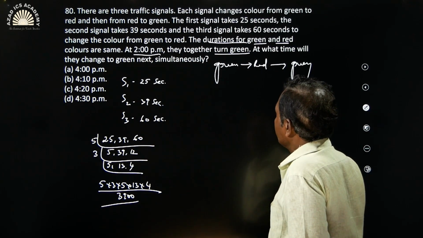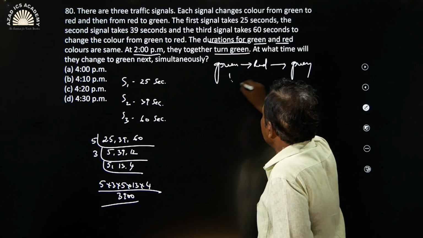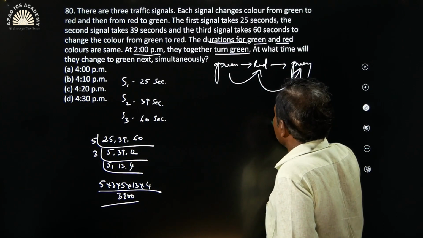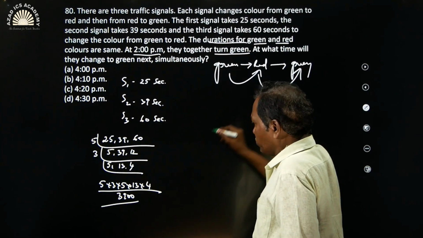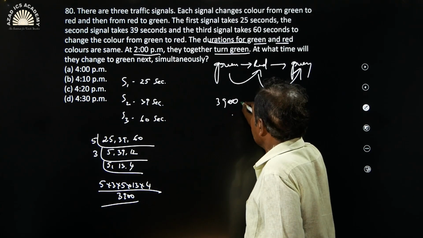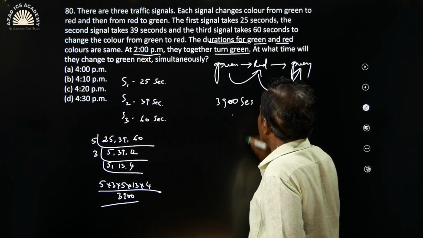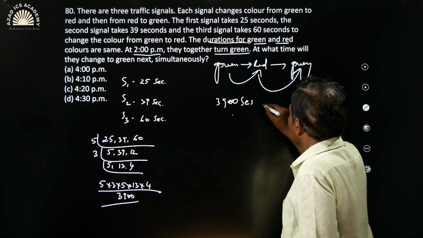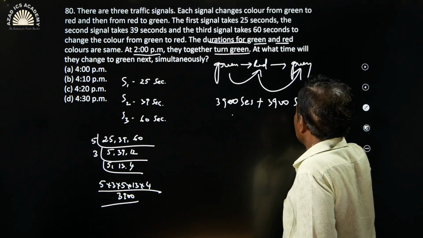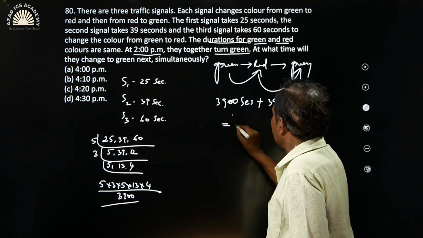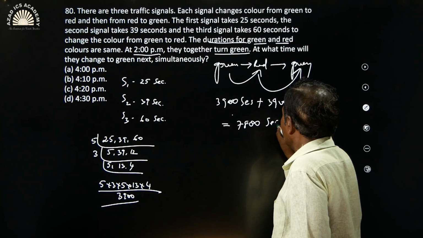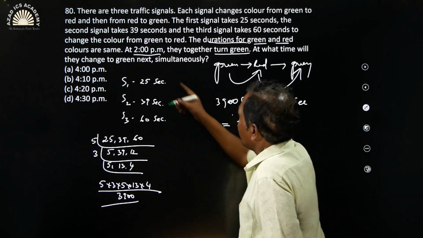See that. So green to red, see here, green to red, one cycle. Another duration, red to green. So green to red all together is what? 3900 seconds. Again from red to green plus 3900 seconds. Total put together 7800 seconds. Right. The starting point time is 2 p.m.